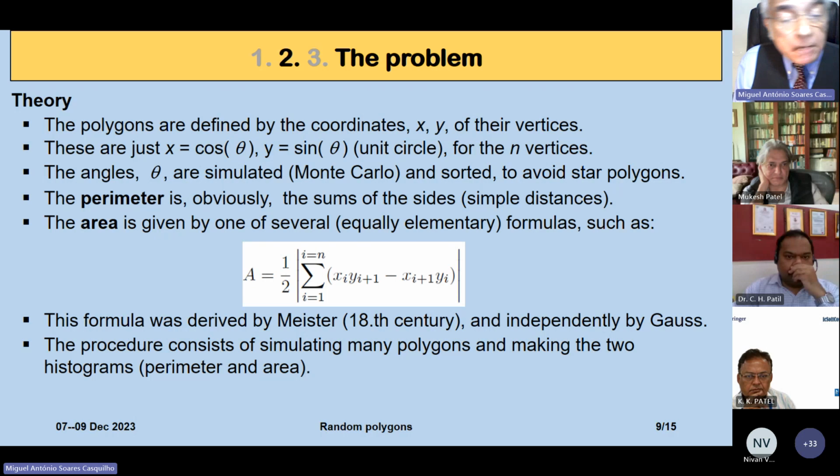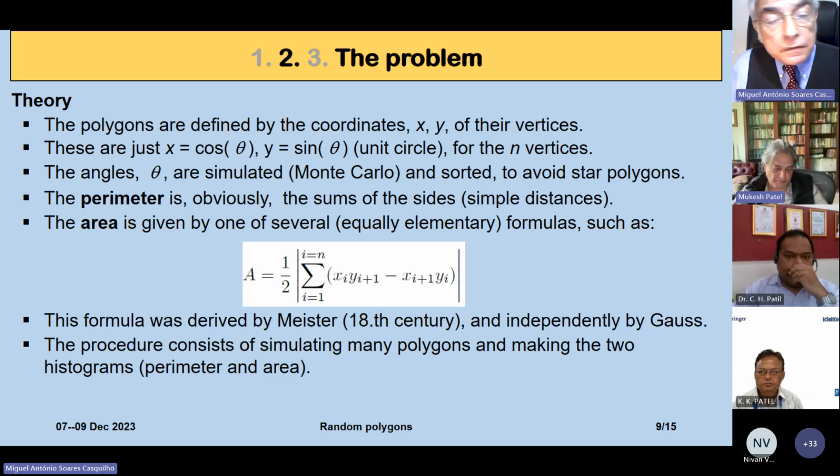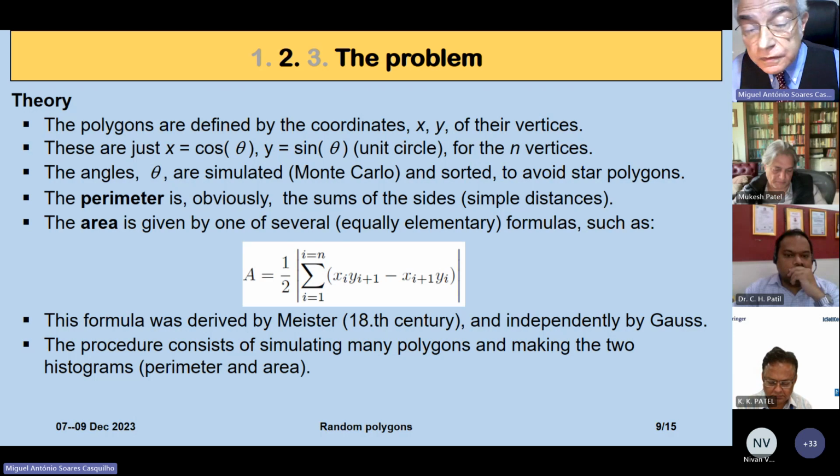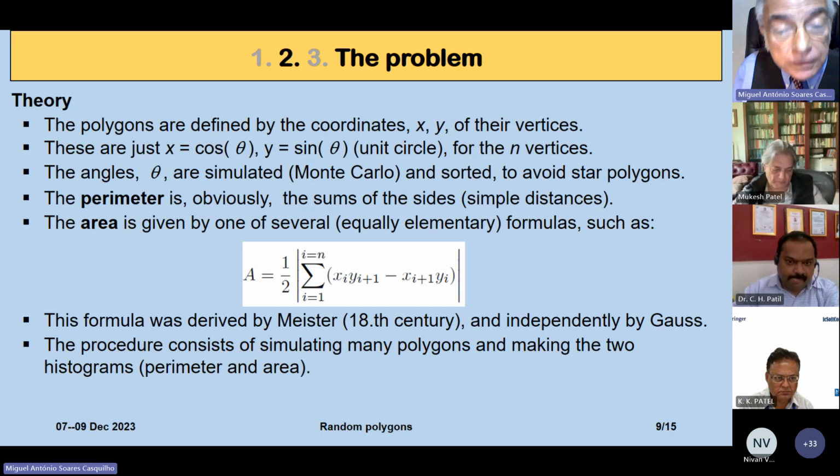The area might look very complicated to compute, but strangely, a formula from the 18th century shows that it is very simple to calculate. This was then independently confirmed by Gauss. The procedure consists of simulating many polygons and making histograms for them.